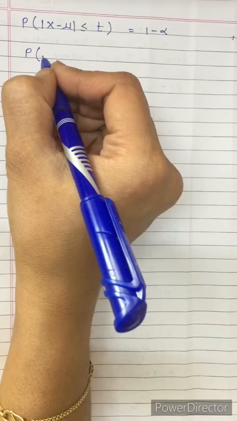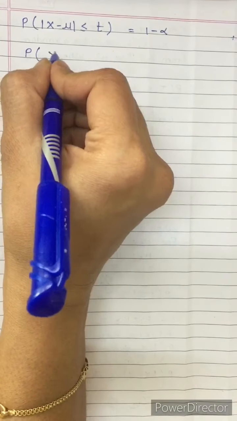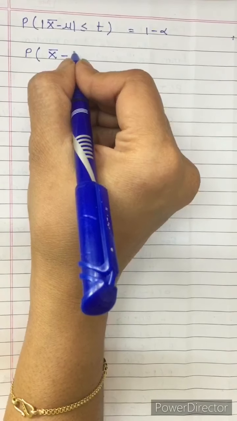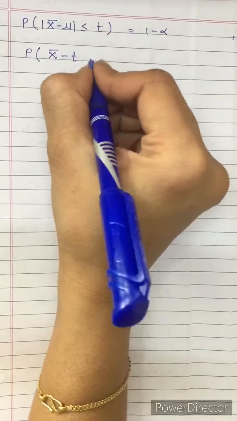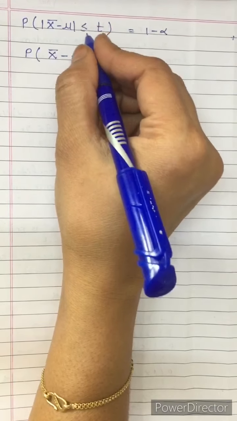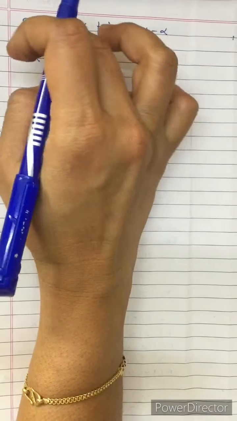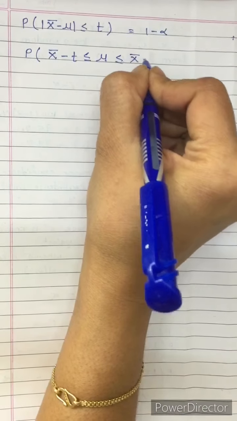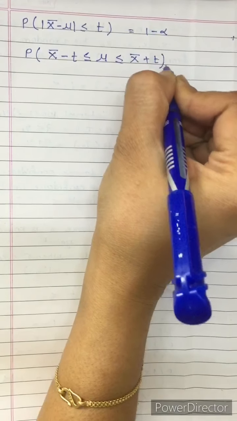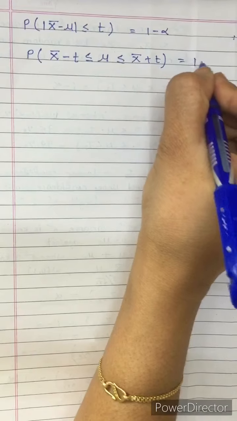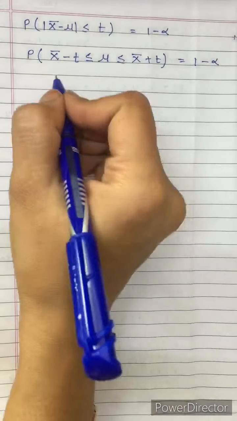Therefore x bar minus t, and mu will be on the other side. So mu, here we have less than sign, therefore when we take mod it will become like this: x bar plus t. Other side is same, 1 minus alpha.